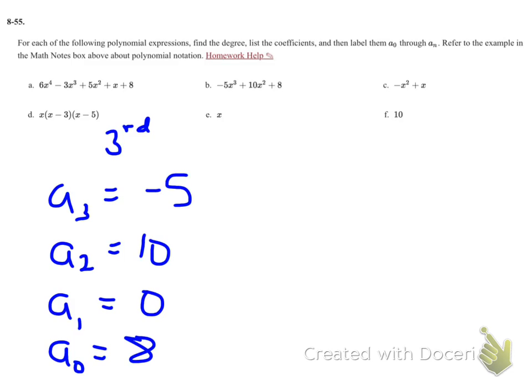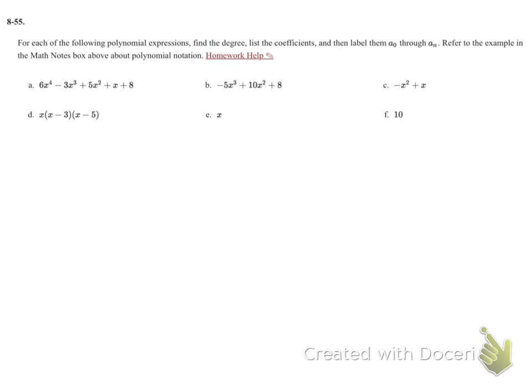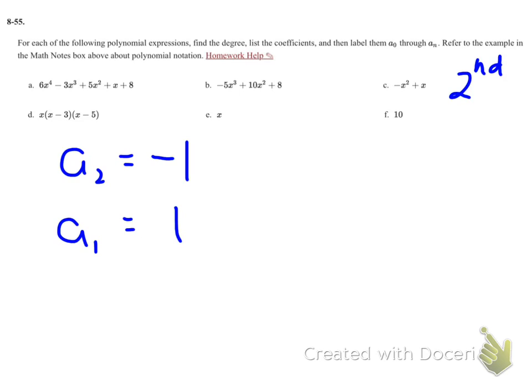For part C, it is a second degree polynomial. So I now have a sub 2 is going to be a negative 1, negative orientation. This is a parabola that is opening down. My a sub 1 is going to be positive 1. And I do not have a sub 0. There is nothing that's being added at the end. So my a sub 0 is 0. So my y-intercept in this one is 0.